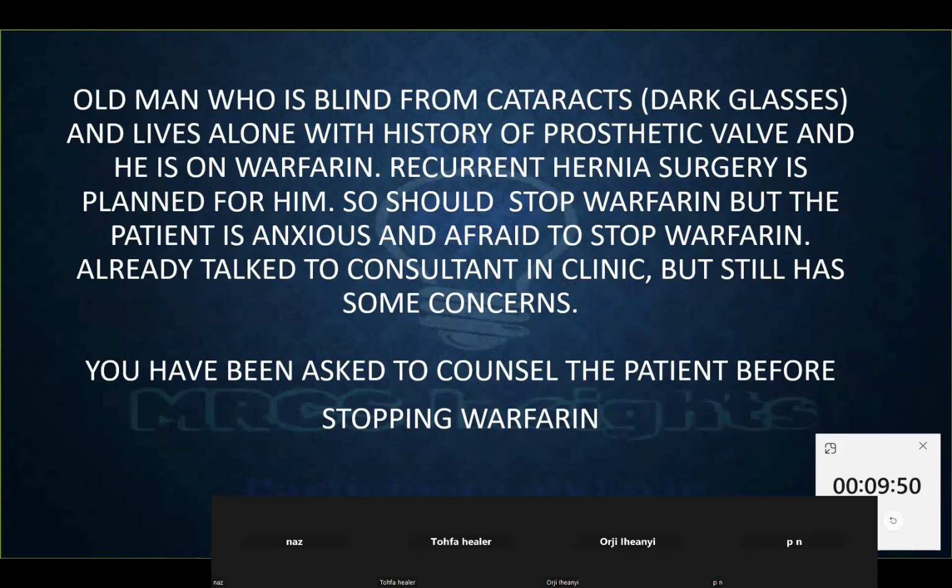A woman who is blind from cataract, wears dark glasses, and lives alone, with a history of prosthetic valve, and is on warfarin. Recurrent hernia surgery is planned for her, so she should stop warfarin, but the patient is anxious and afraid to stop warfarin. She has already talked to the consultant in clinic, but still has some concerns. You have been asked to counsel the patient before stopping warfarin.